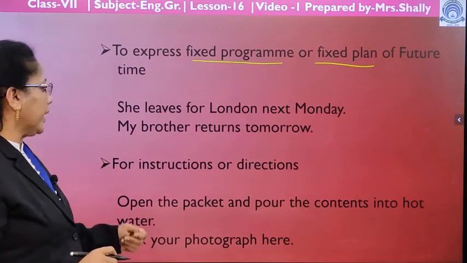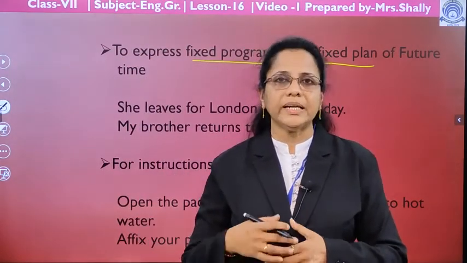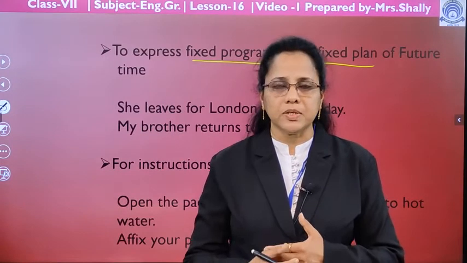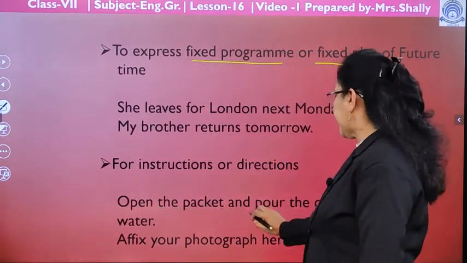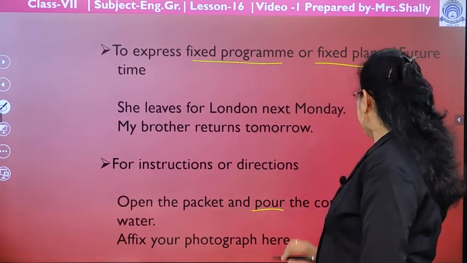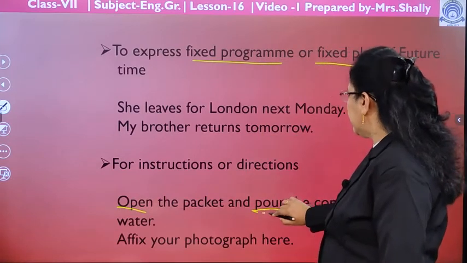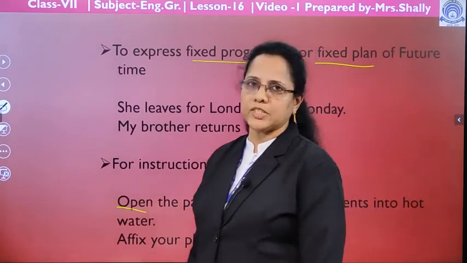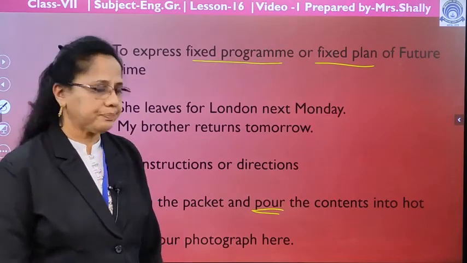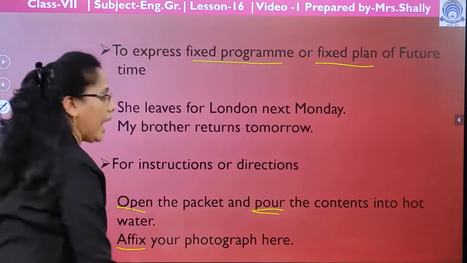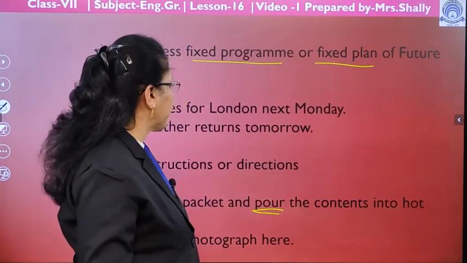Next one, for instructions or directions. When we give any instructions or directions, they can be expressed in simple present tense. For example, open the packet and pour the contents into hot water. Here we can see the verbs open and pour. They are used in simple present tense because that's the instruction. Affix your photograph here. That's also an instruction. So that is expressed in simple present tense.